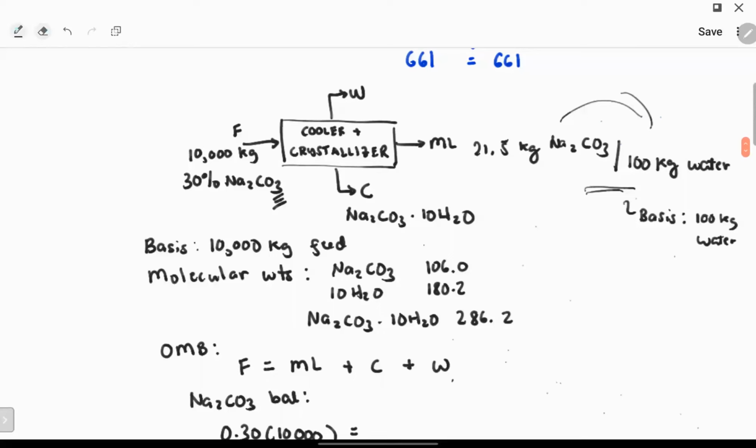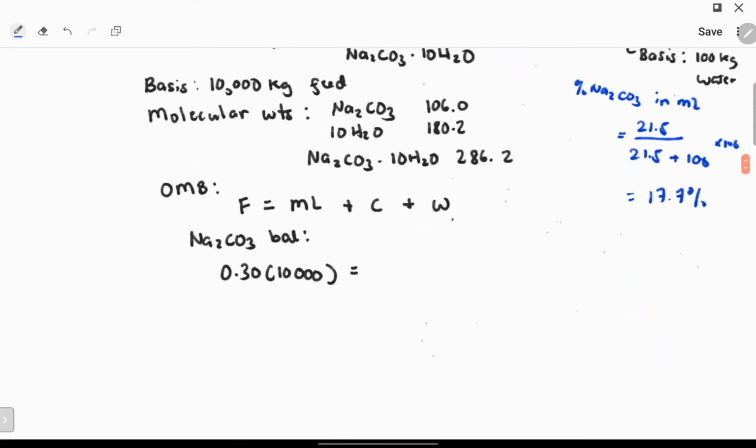Okay, so percent, in fact, I'll use probably a different color this time, probably blue. So yung percent Na2CO3 in the mother liquor is what? E di yung 21.5, right? Divided by the amount of your solution. Eh, ilan ba yung amount of solution mo? Pinagsama mo yung solute, which is 21.5 plus yung solvent na 100. Tama ba? Times 100%. So, you will be able to get what? 21.5 divided by 21.5 plus 100. And you will get 17.7%. So yan yung gagamitin natin ngayon dito sa salt balance natin or Na2CO3 balance. So that's 0.177, okay, of ML.